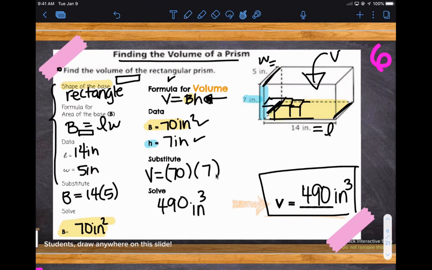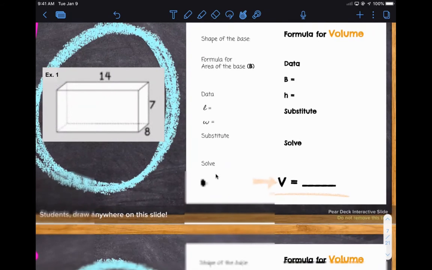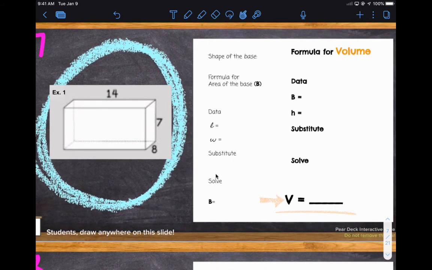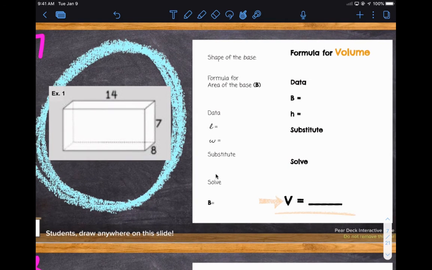So let's move on to slide 6. And you can pause this at any time so you can take the notes. It says, let's find the volume of this prism. And the formula for a volume is the same, right? Volume equals area of the base times height. So we need to find what shape is the base here. And I see it's a rectangle. We can just draw a rectangle, right?